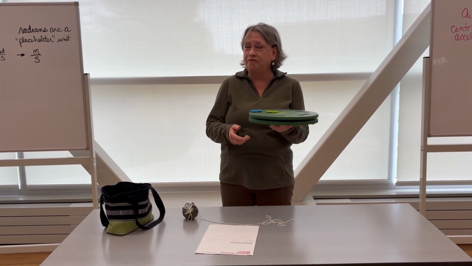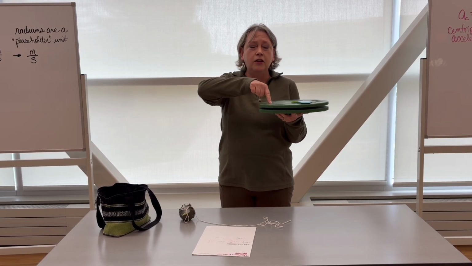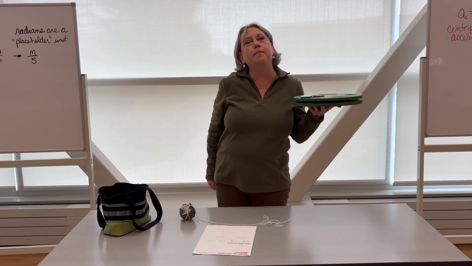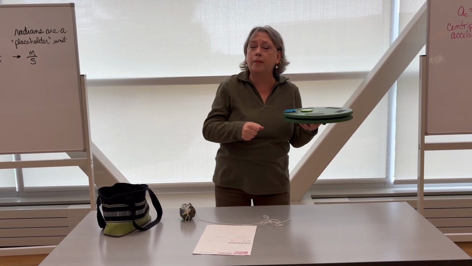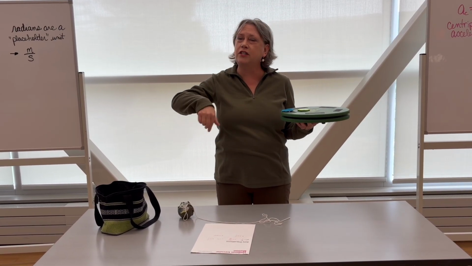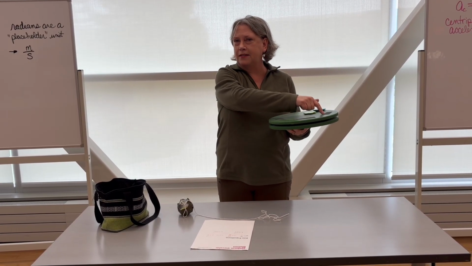Our circle can be in a horizontal plane. So you could think about a merry-go-round that's moving in a constant way. So we're not talking about speeding it up or slowing it down. We're just going to be talking about if it was moving at a constant rate.